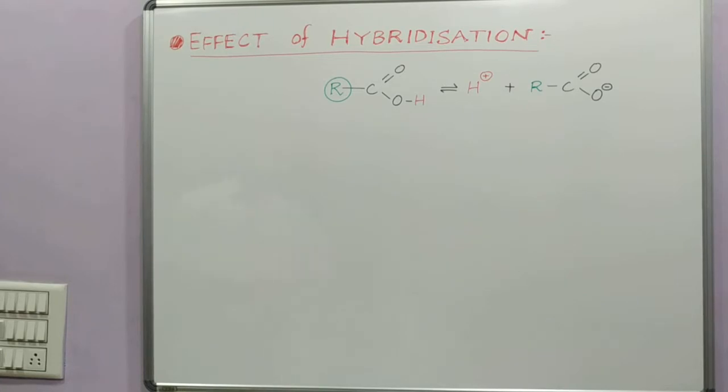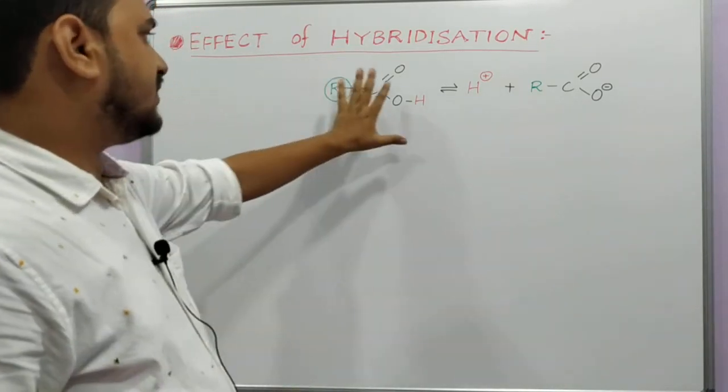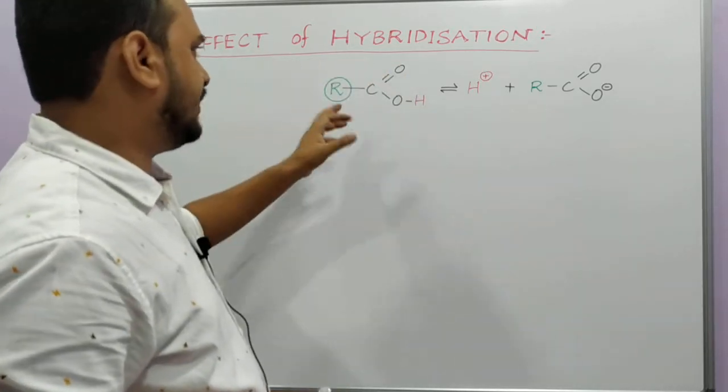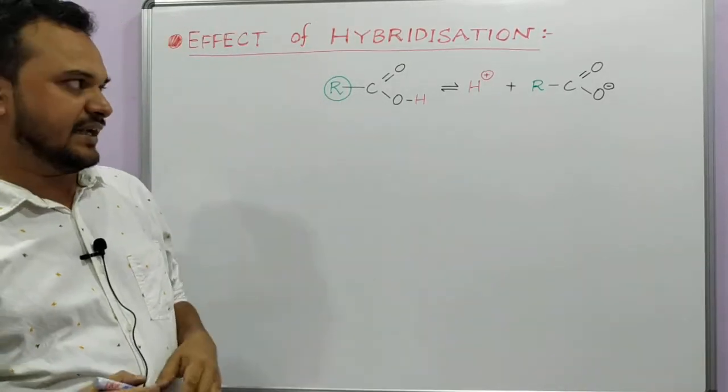Now here I have taken a general formula of carboxylic acid. Okay, RCOOH. This COOH group is the carboxyl group, and this R is the substituent. If it is H, it is formic acid. If it is methyl, it is acetic acid, like that.